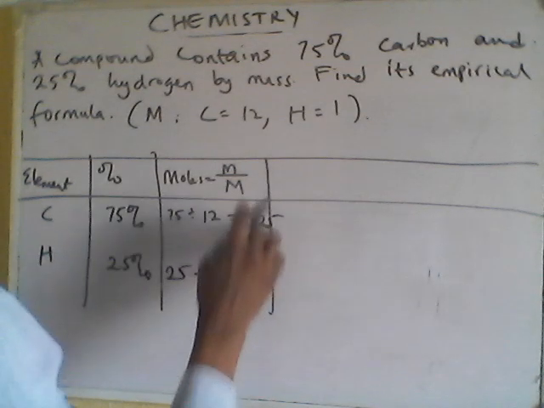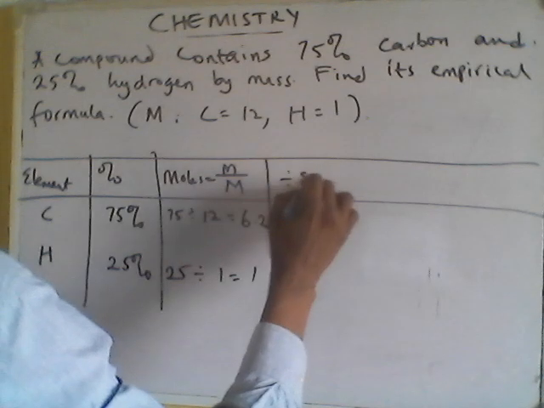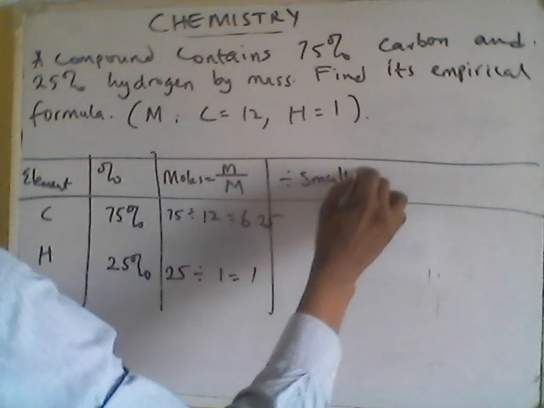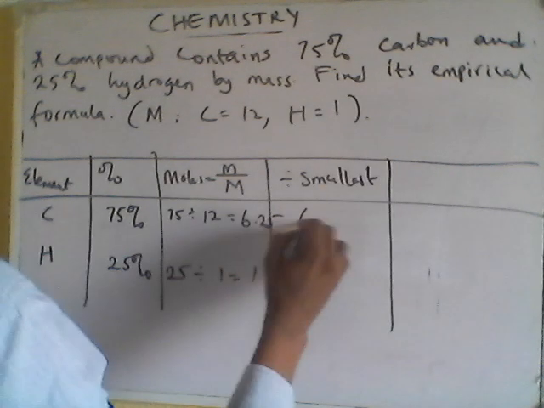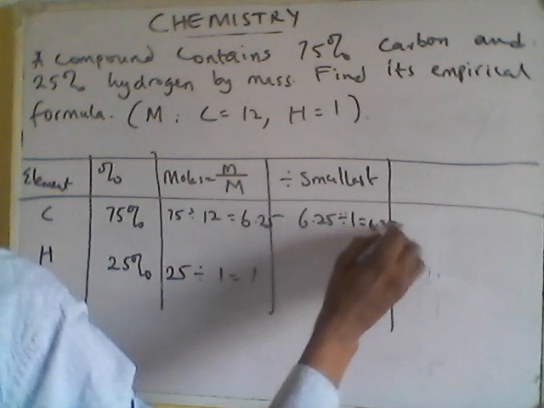What is the lesser ratio here? The lesser ratio is 1. So I would say divide by smallest. What is the smallest here? 6.25 divided by 1 is still 6.25. And 25.